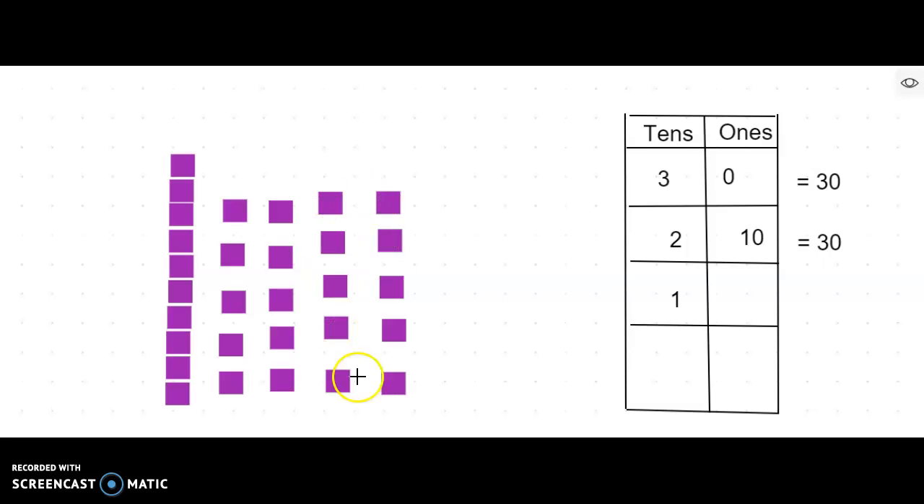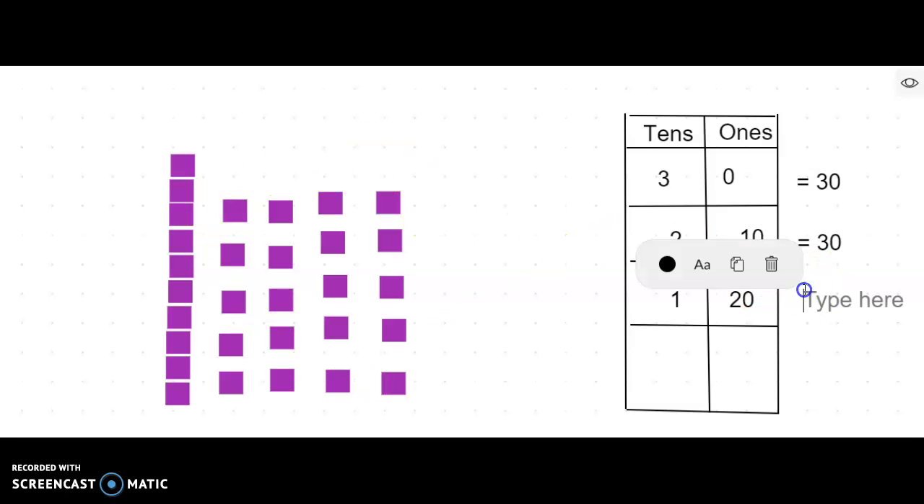So I had these 10 loose ones before. Let's just start from 10 and then count these loose ones. Ready? 10, 11, 12, 13, 14, 15, 16, 17, 18, 19, 20. I have 20 loose ones. So I have 1 group of 10 and 20 loose ones.